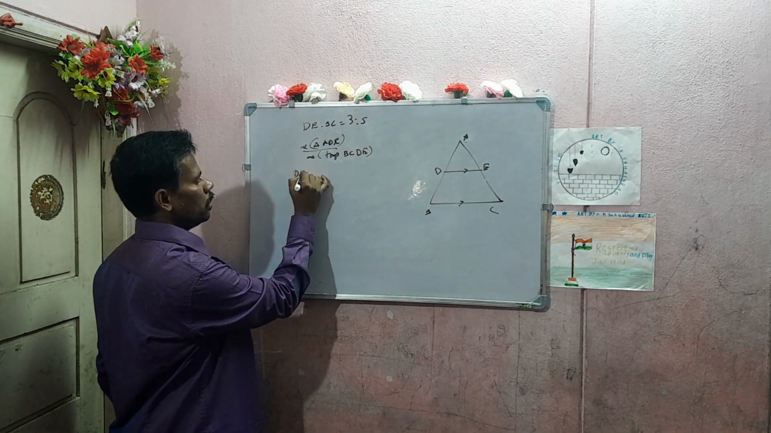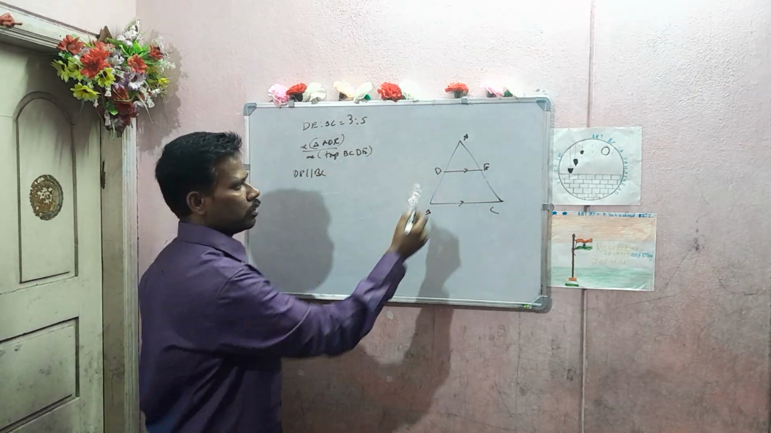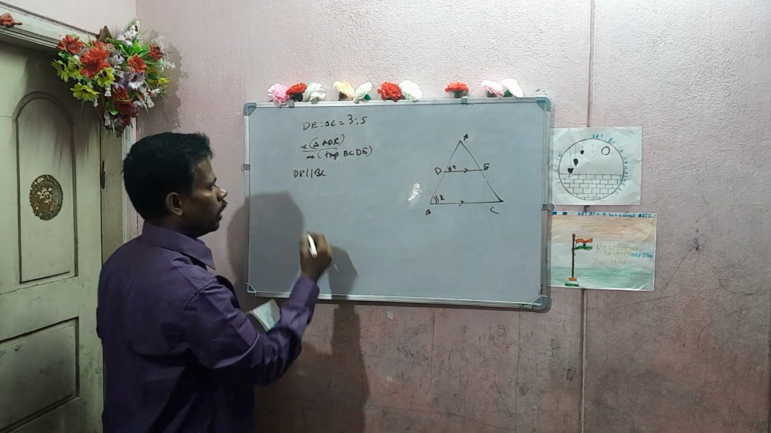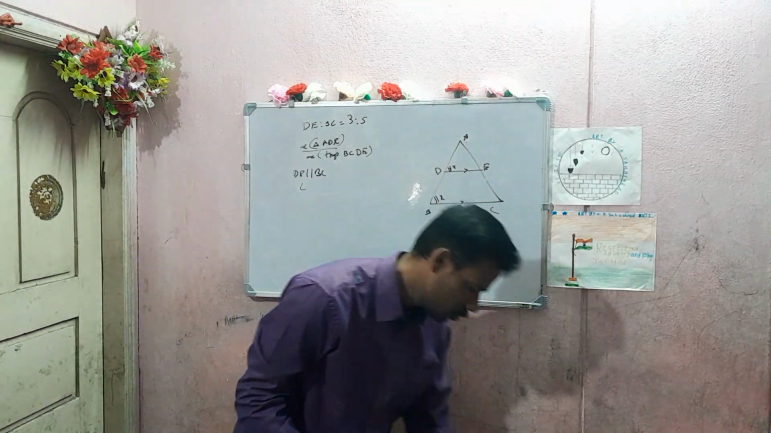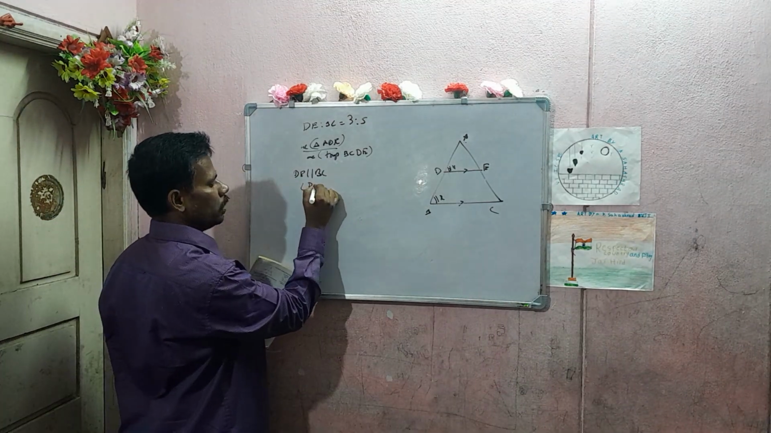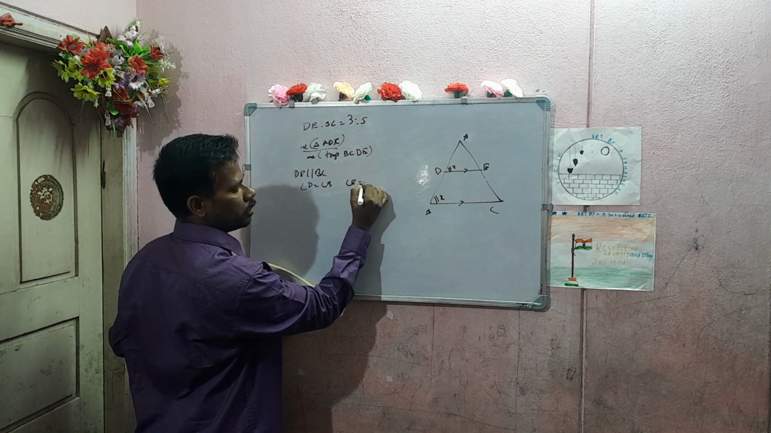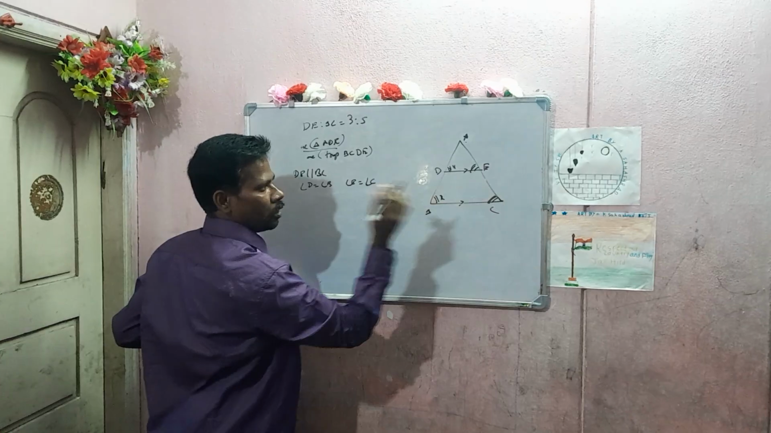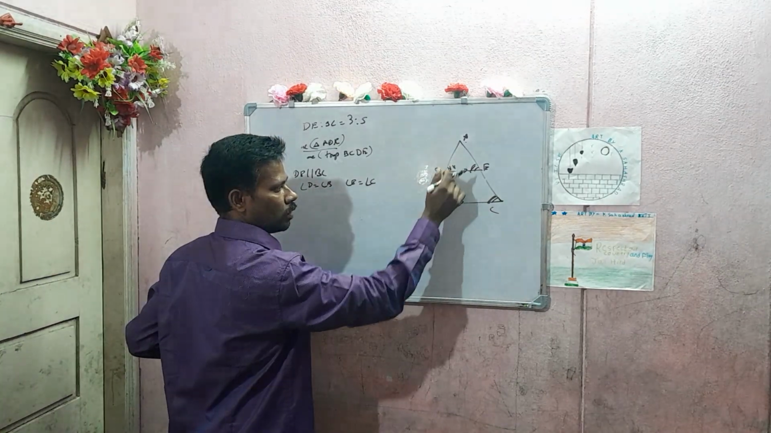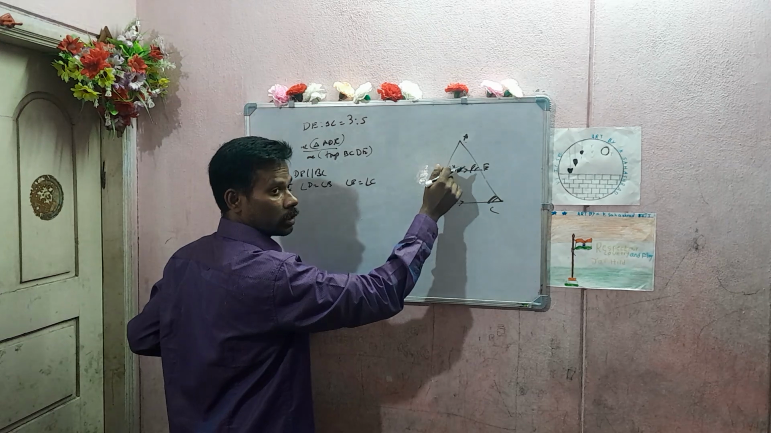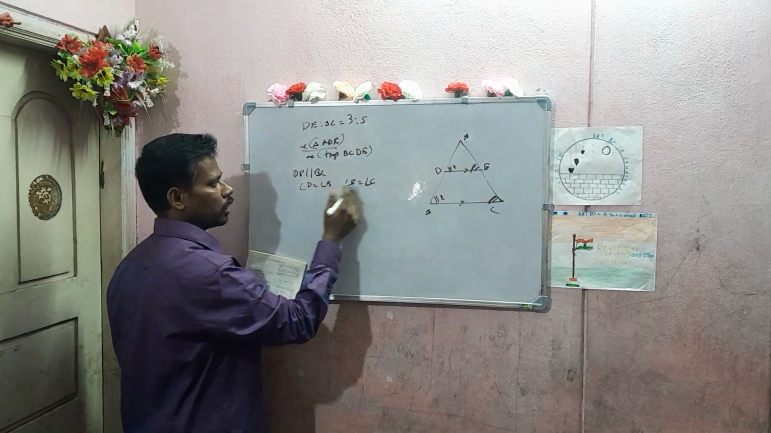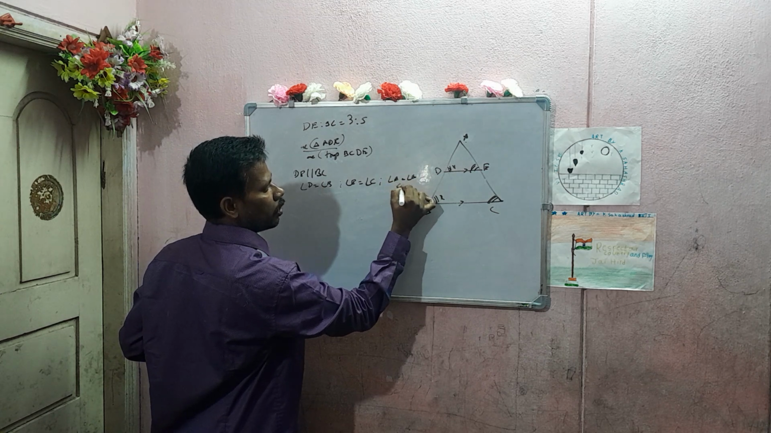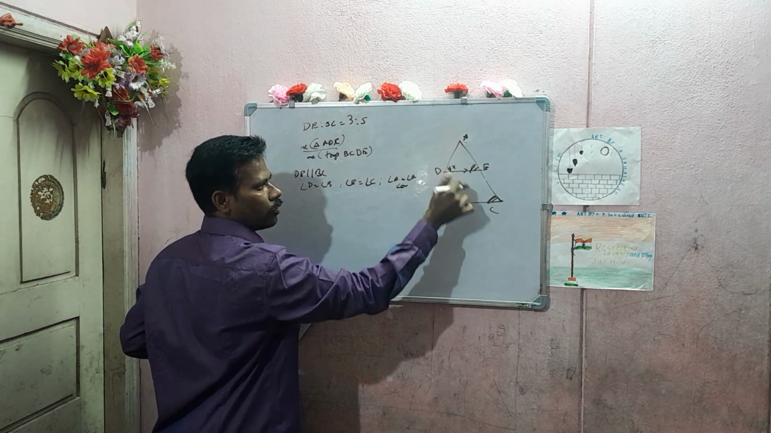Since DE is parallel to BC, angle D is equal to angle B. They are corresponding angles. Angle E is equal to angle C. They are corresponding angles. Why? Because one angle is lying interior, one angle is lying exterior, on the same side of the transversal. And angle A is equal to angle A, common for this small triangle and this big triangle.